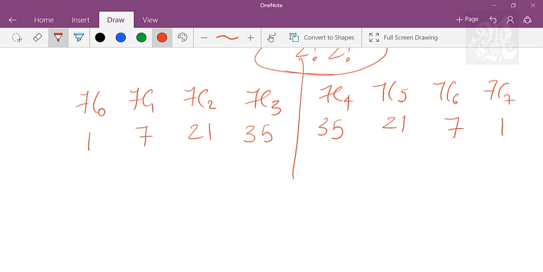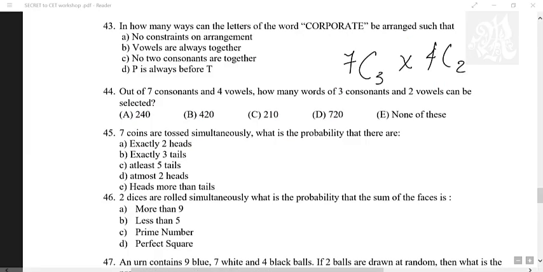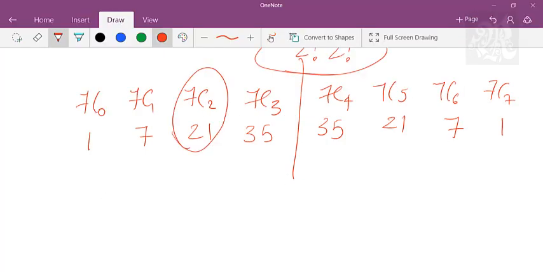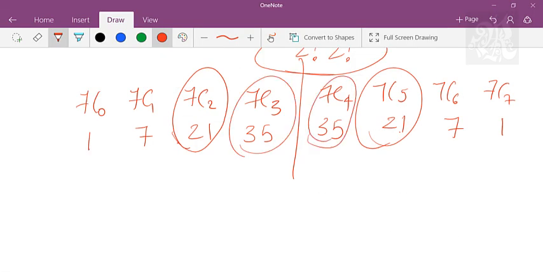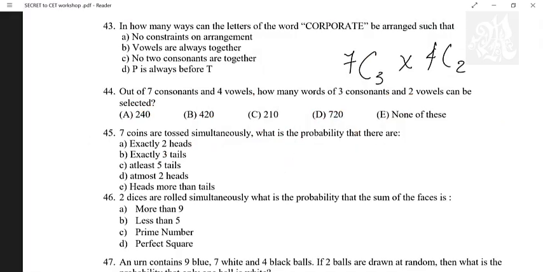Okay, let's look at the question now. Exactly 2 heads. You can either look at 2 heads or 5 tails. The answer is going to be the same, 21. Alright, next is exactly 3 tails. You can look at this or this because it can be 3 tails or 4 heads, so it's going to be 35. Next question, at least 5.